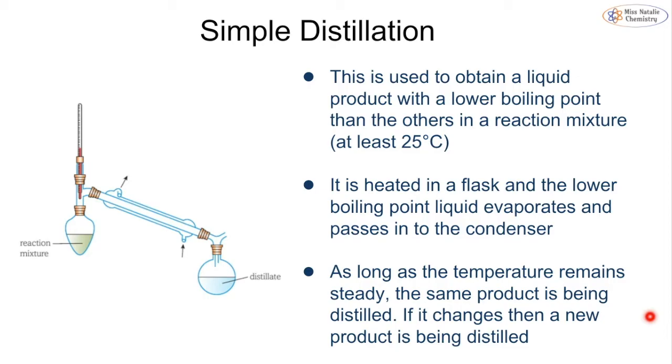So another method of purification is simple distillation, and we use simple distillation in order to get a liquid product that has a lower boiling point than everything else in the reaction mixture. Now, for simple distillation, we do need quite a large difference in our boiling point, so we tend to be looking at about 20 to 25 degrees. What we do is we heat our reaction mixture in a flask, and you can see we can check it, of course, using a thermometer.